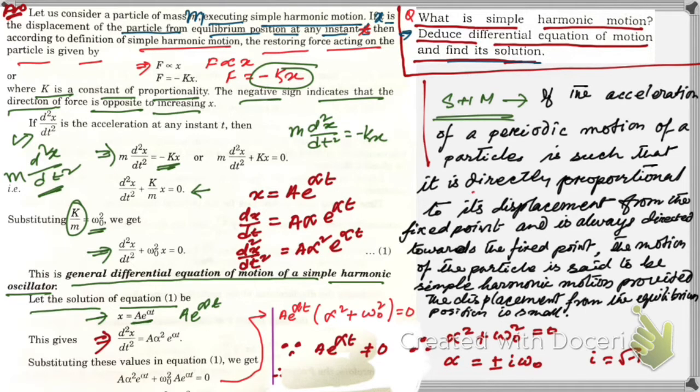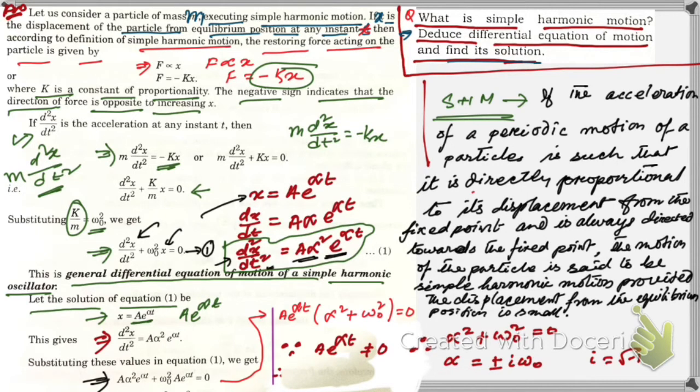Now if you substitute this in equation number 1, if you substitute what you have got, the second order derivative of x, right? So this is equation number 1. If you substitute this value, the second order derivative of x with respect to t, that is a alpha square e to the power alpha t, and if you put x is equal to this one, then you will get this equation, right? This is equal to 0.